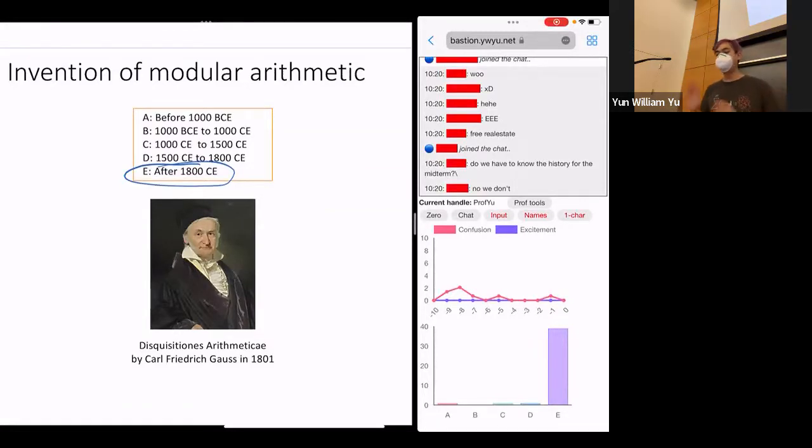Do we have to know the history? No, you don't have to know the history, but I think it's cool stuff. And I'm hoping some other people think it's cool as well.